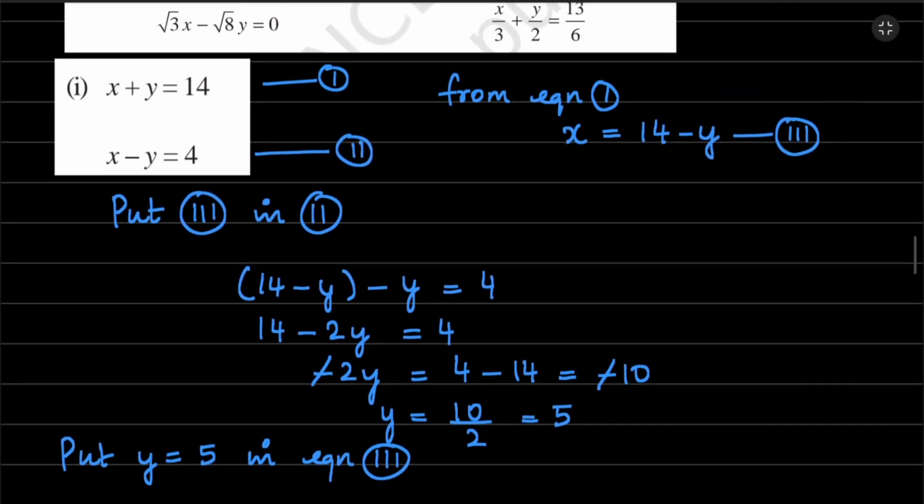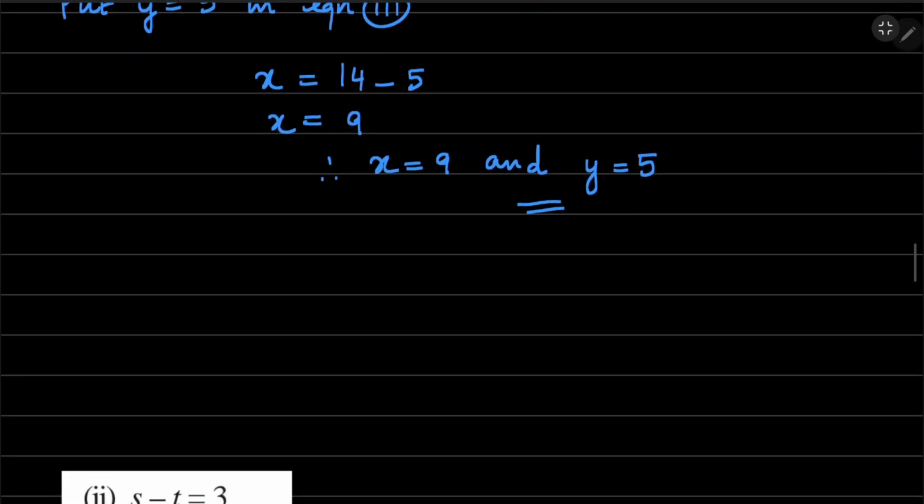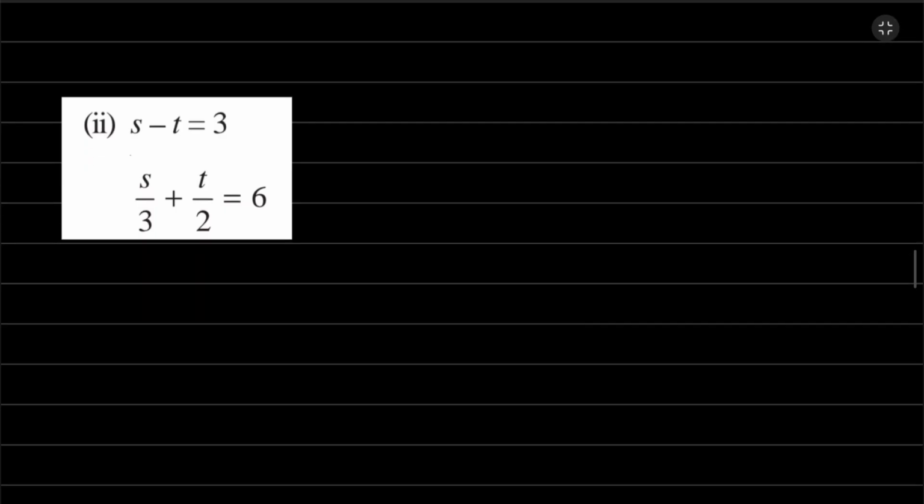You have to take any one of the equations, choose the easier, simpler linear equation, write x in terms of y and substitute in the other one. And then get your variable y, put it in equation 3, get your x value. So it's very easy. Let's move on to the second question.